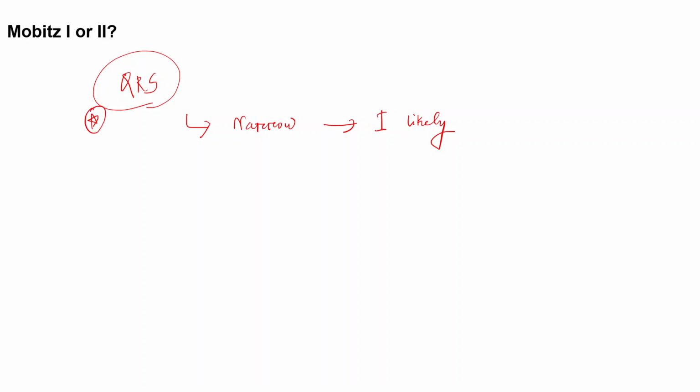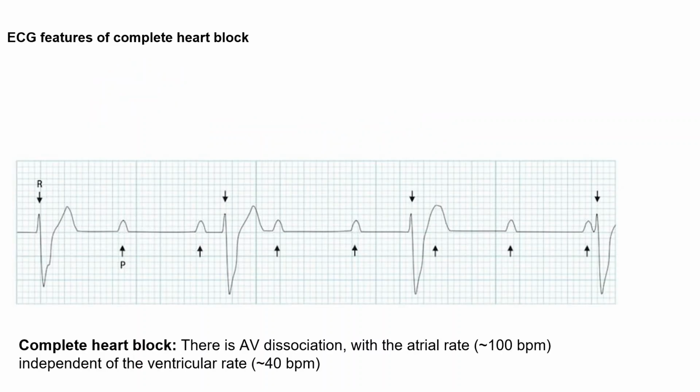Mobitz type 1 and type 2, I have already told you, you have to look for the QRS complex. If it is narrow, as we have seen in the previous image, type 1 is more likely, but you cannot tell with 100% confidence that this is type 1 because type 2 is also possible, but this is a pointer. Remember, QRS interval is a pointer for type 1 versus type 2.